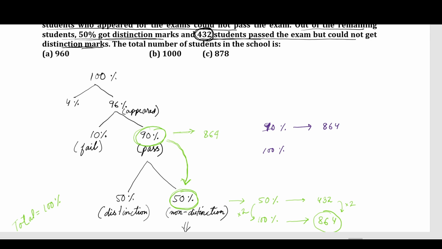9 cancels out, 10 or 90. 9 9s are 81, 9 6s are 54. So 10% is 96, and 100% is 96 into 10, which is 960.